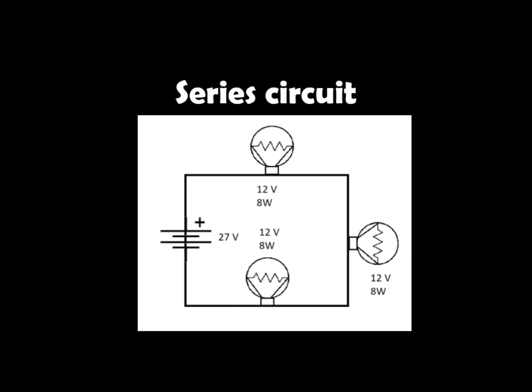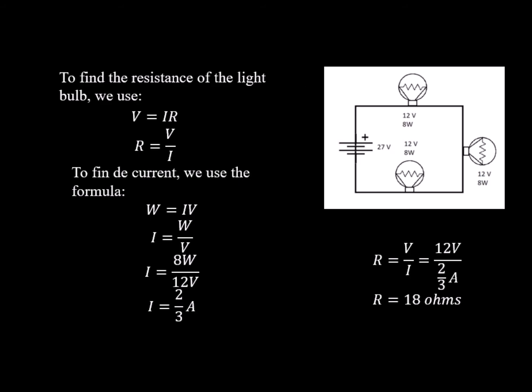Okay, so now we're going to see an example of a series circuit. We need to create a circuit with the following data, but in order to create it, we're missing the resistance of each light bulb. To find it, first we need to use Ohm's law, which says that the current flowing through a given conductor is directly proportional to the potential difference between its ends. This is expressed by V equals current times resistance. So we're going to solve for the resistance, and it's going to be voltage divided by current.